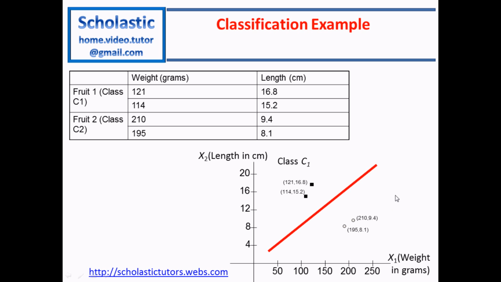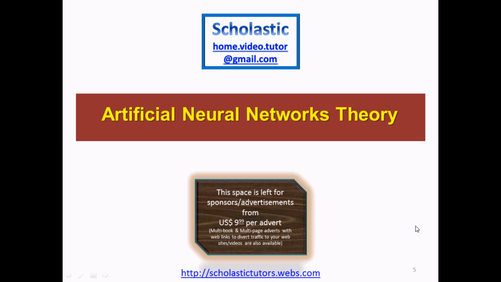Again, we can say there are two classes here. The first two belong to class C1 and the second two fruits belong to class C2. So basically this is what we will get at the end of the neural network classification.